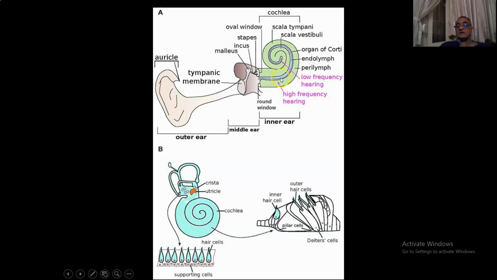You also notice that the base of the cochlea is responsible for the high frequency hearing, while the tip of the cochlea is responsible for low frequency hearing. This is the first view of the organ of Corti, as we'll see.